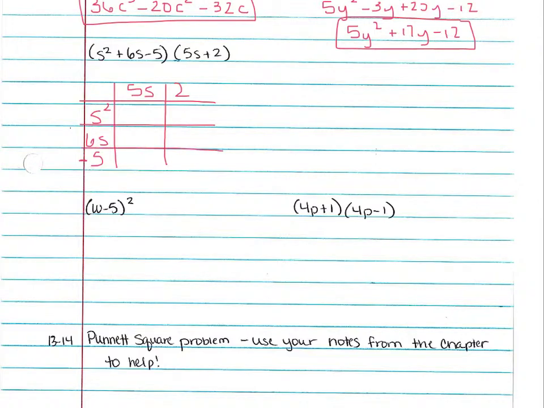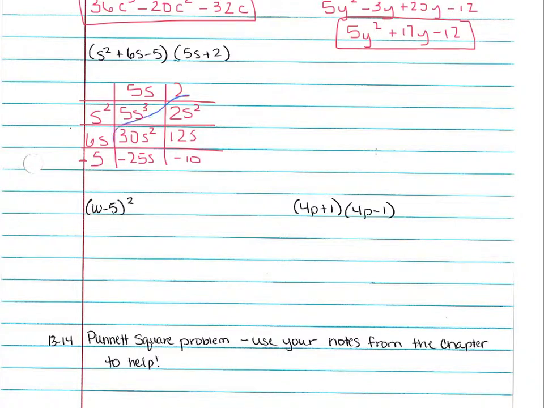So per square, s squared times 5s is going to give you 5s cubed. This one will be 2s squared, 30s squared, 12s, negative 25s, and negative 10.